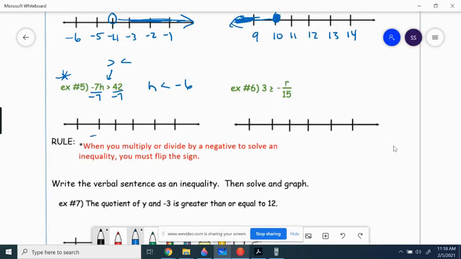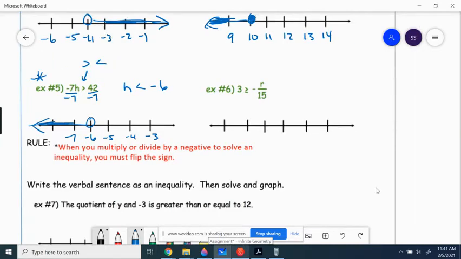So let's see, let's do negative 7, negative 6, negative 5, negative 4, negative 3. Let's circle the number that we're comparing, determine if it's open or closed. It is open. It's not less than or equal to, it's just less than. And the mouth is eating the negative 6, and that must mean that h is smaller. Smaller numbers go to the left.